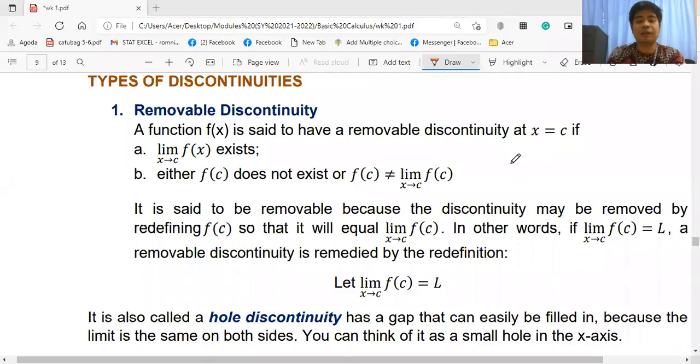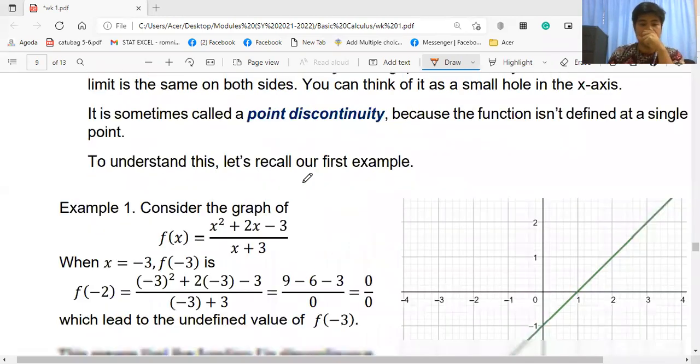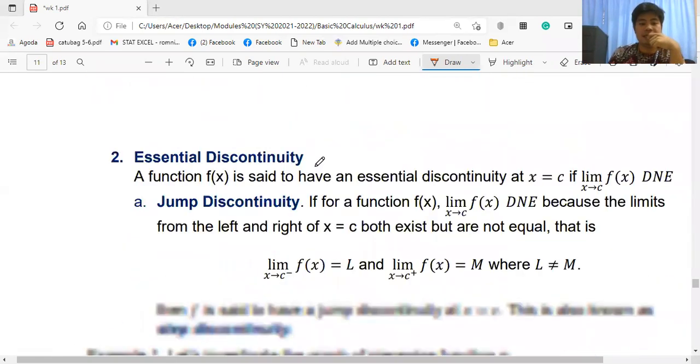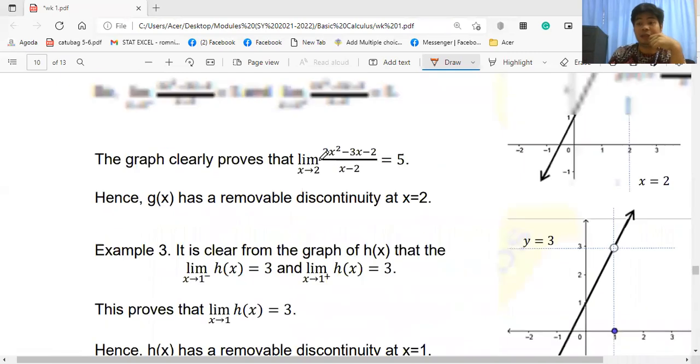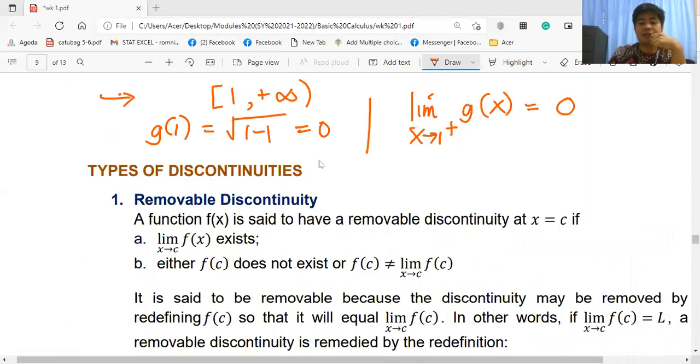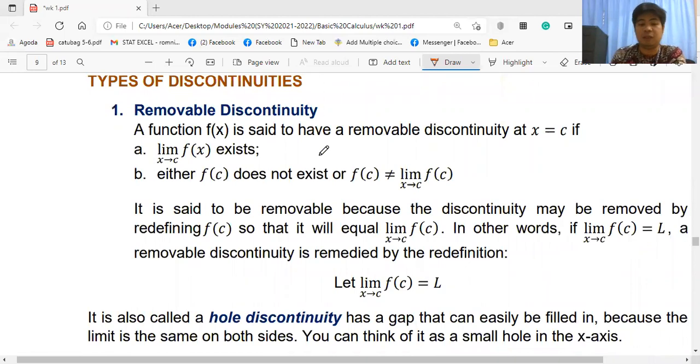Now let's talk about the types of discontinuities. Now the term is clear. Discontinuity or discontinuous, ibig sabihin hindi tuloy-tuloy yung graph. Okay, we have the two specific types, the removable discontinuity, and the other we call it as the essential discontinuity. Okay, now first let's talk about the removable discontinuity.